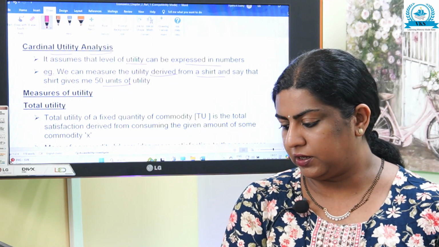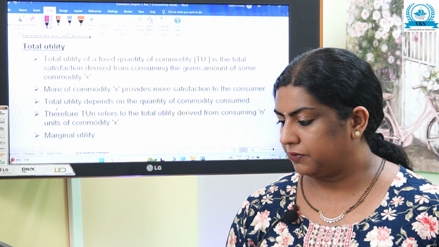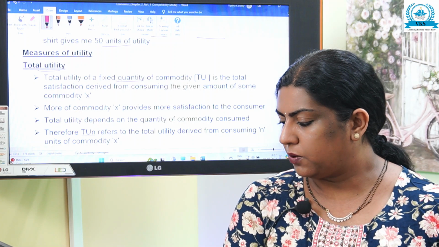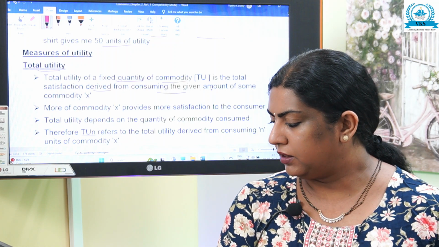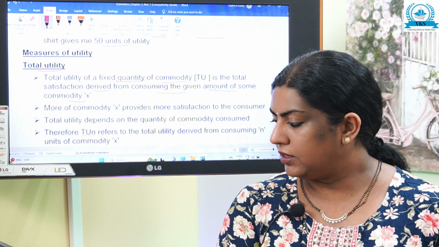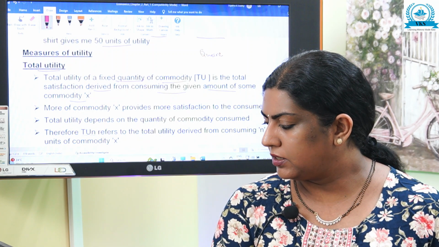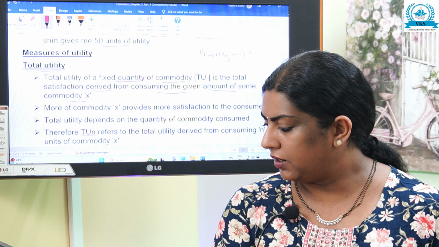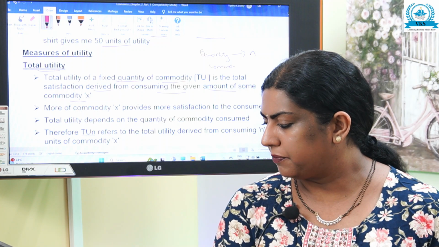Now how to measure utility? Measures of utility. The first one is total utility. What is total utility? The total utility of a fixed quantity of a commodity is the total satisfaction derived from consuming a given amount of some commodity X. So there is a given quantity, maybe N, of commodity X.